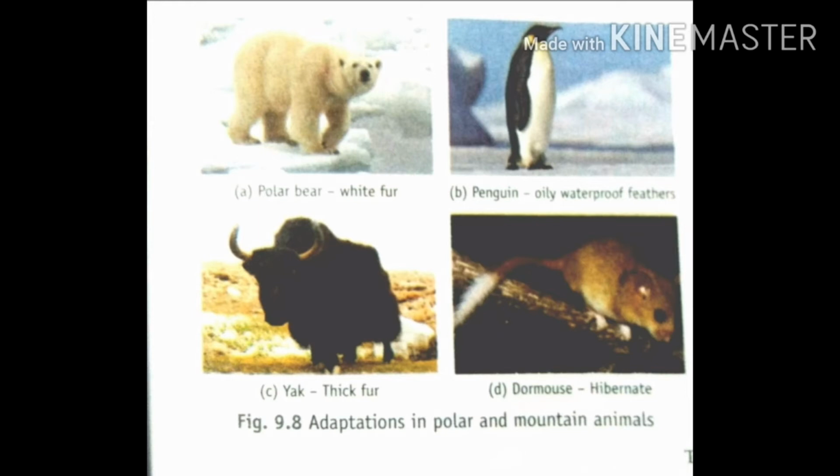Penguins have a layer of oily, waterproof feathers. They also have a thick layer of fat under the skin which regulates their body temperature. They also stay in groups to keep themselves warm.